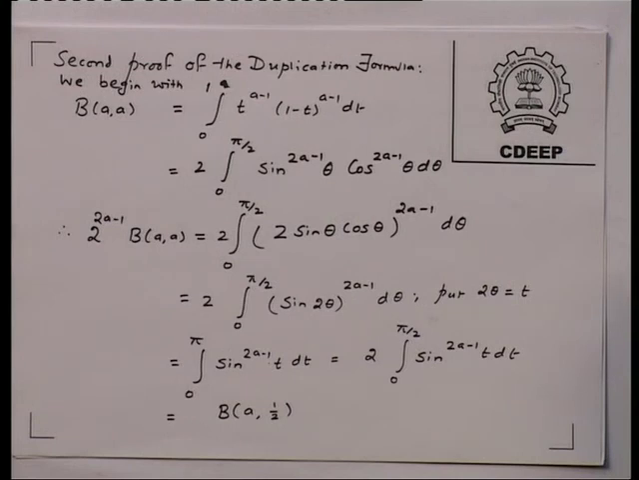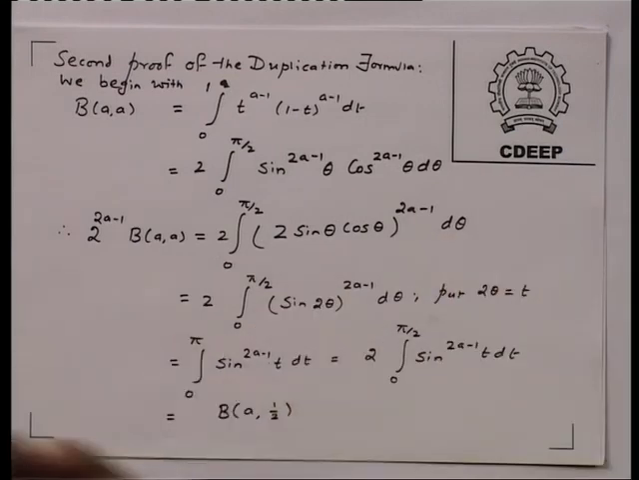Correct? So now let us multiply the whole thing by 2 to the power 2a minus 1, and you understand why I am multiplying it, because I am going to use the identity 2 sine theta cos theta equal to sine 2 theta. So now I have an integral from 0 to pi by 2 of sine of 2 theta raised to the power 2a minus 1. The next obvious step is to put 2 theta equal to t, rescale the angle, and it will simply become an integral from 0 to pi of sine to the power 2a minus 1 t dt.